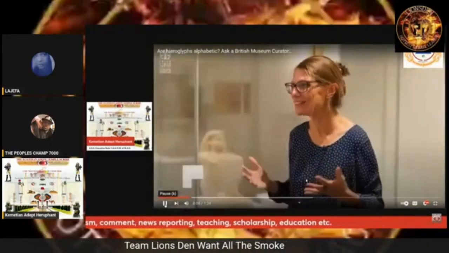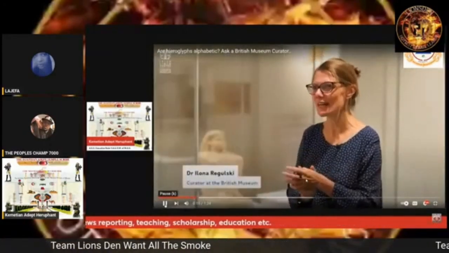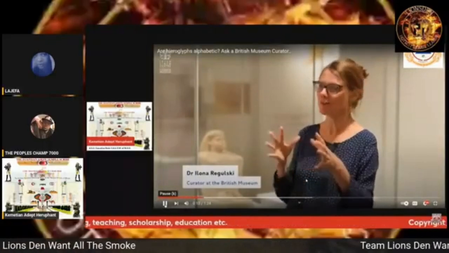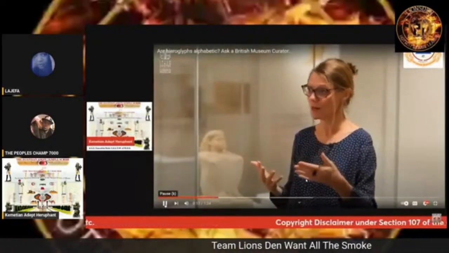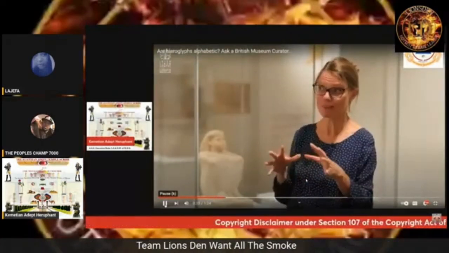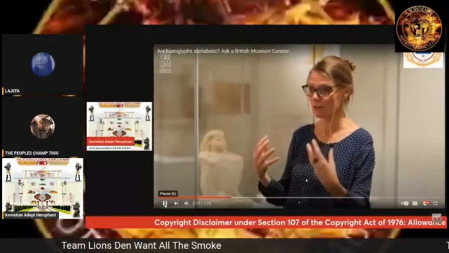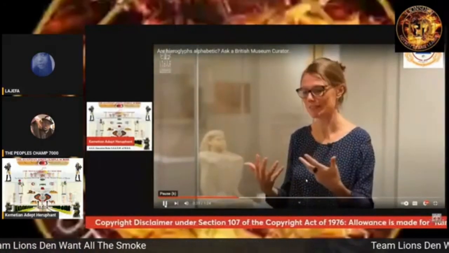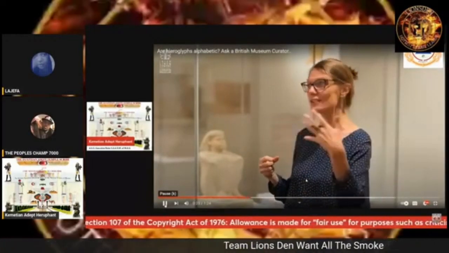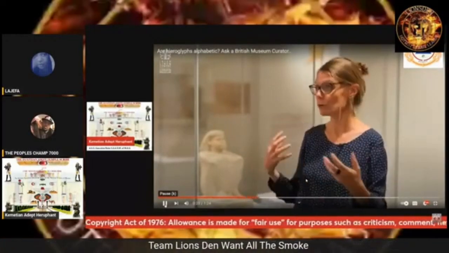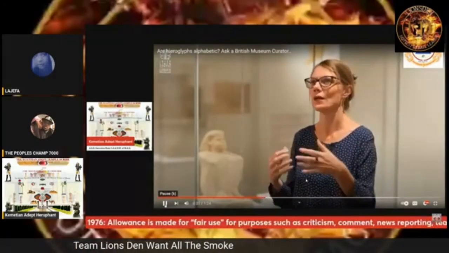Because it's not an alphabet. It has about 26 alphabetic signs. That means one letter is one sound. Those 26 signs function as alphabetic signs, but it has hundreds and hundreds of other signs that are also part of the writing system.